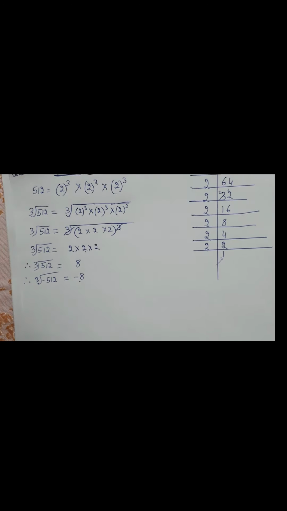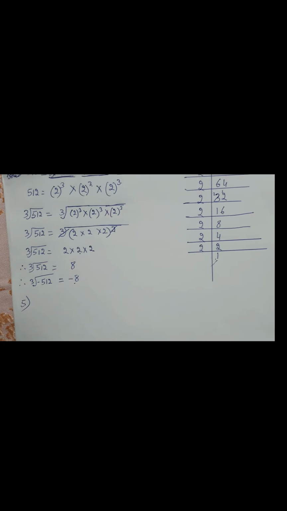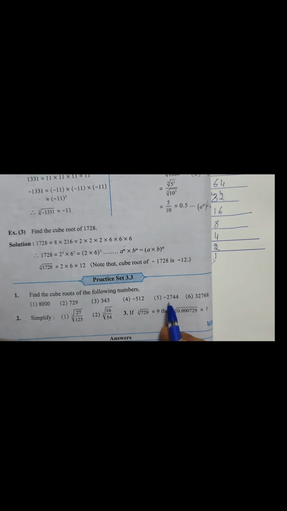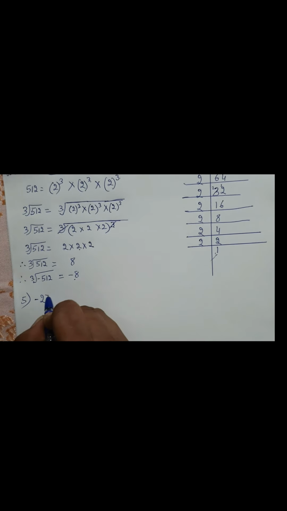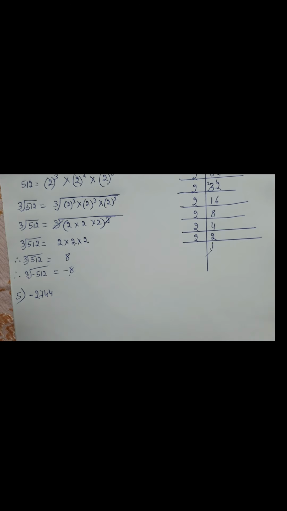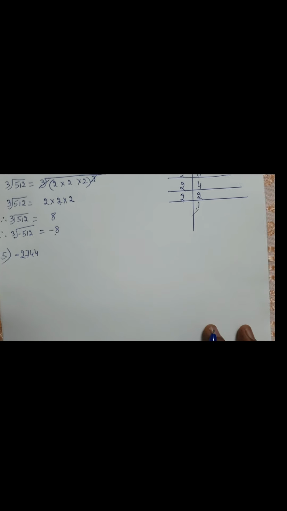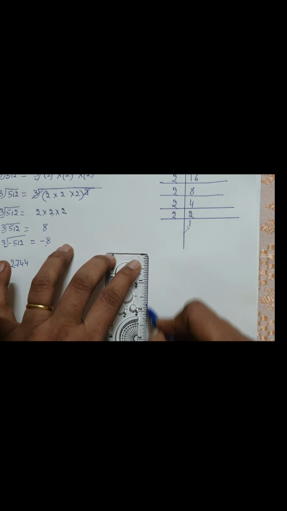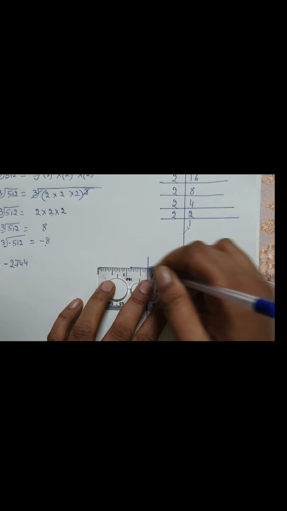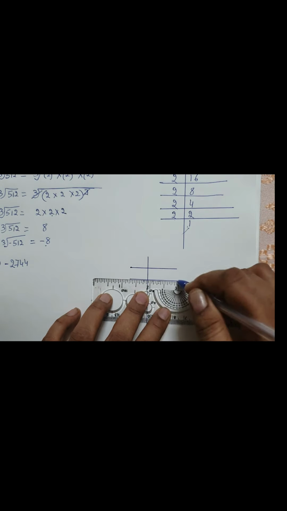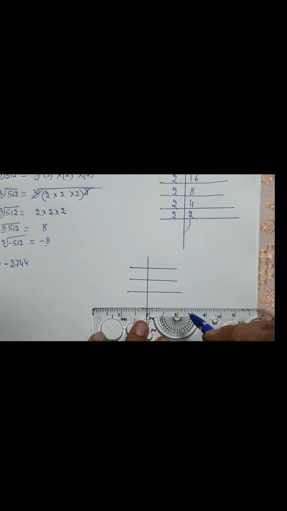Now we will do the next sum, the fifth sum. Our fifth sum is minus 2744. Again we have to remove their factors. So we will make this three.